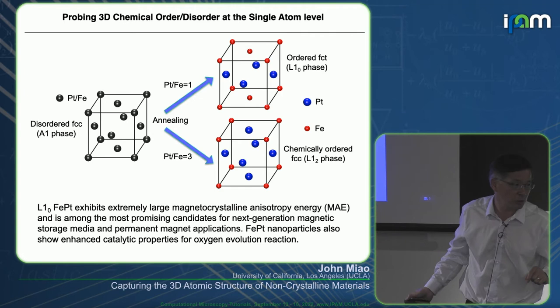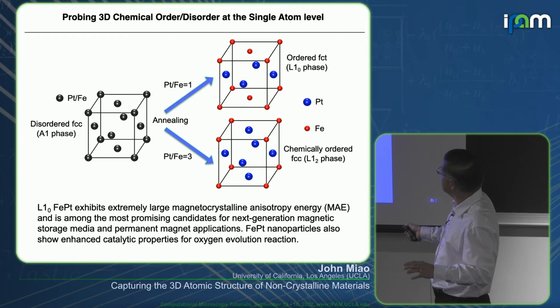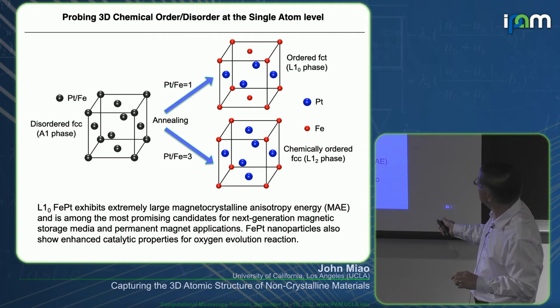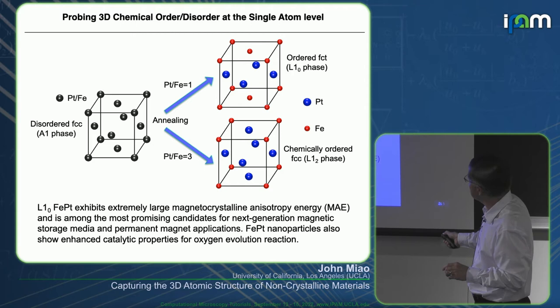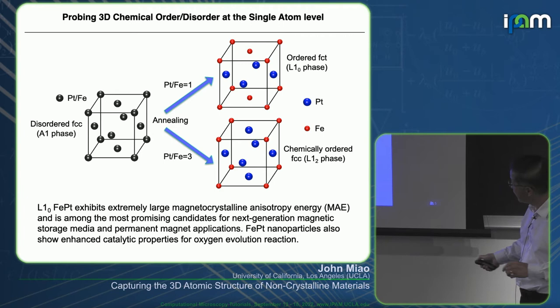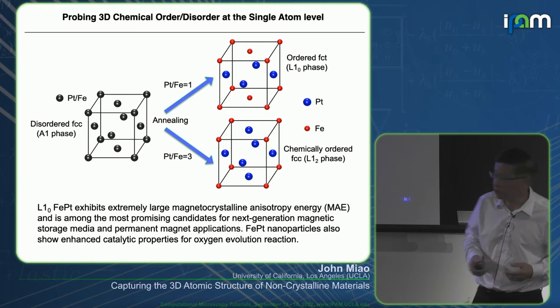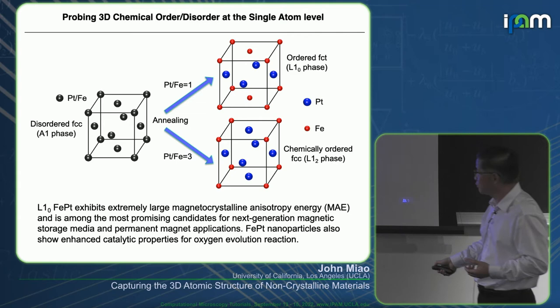But if we know it, this forms what is called the ordered FCT, the L10 phase. It becomes a layered structure: iron, platinum, iron. And when the ratio is 3, this forms alternating iron and platinum atoms, and then platinum and iron alternating. This is called the L12 phase. Now, the L10 phase of iron platinum is extremely important for a lot of applications. For example, it is a promising candidate for next-generation magnetic storage media. Okay, this is a magnetic material.